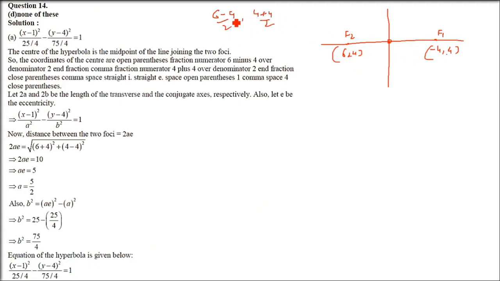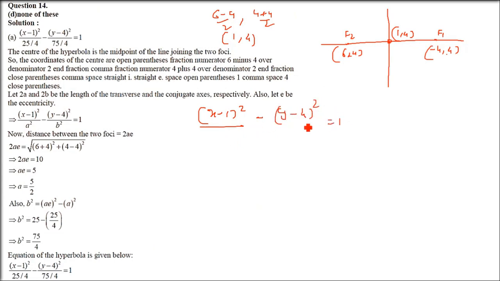So this is minus 2 by 2, this is 2 by 2, that is 1. So 1 is the center. And you have 4 plus 4 by 2, that is 8 by 2, that is 4. So (1, 4) is the center. So what is the equation of this figure, x minus 1 whole square? I am using h and k, center as 1 and 4. So (x minus 1) whole square and (y minus 4) whole square.